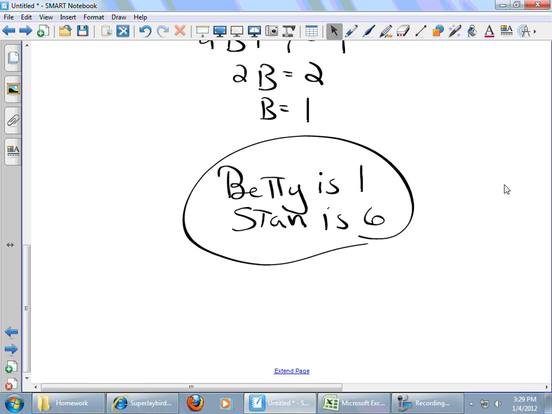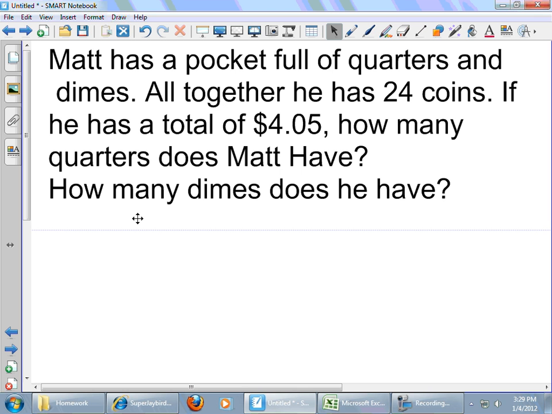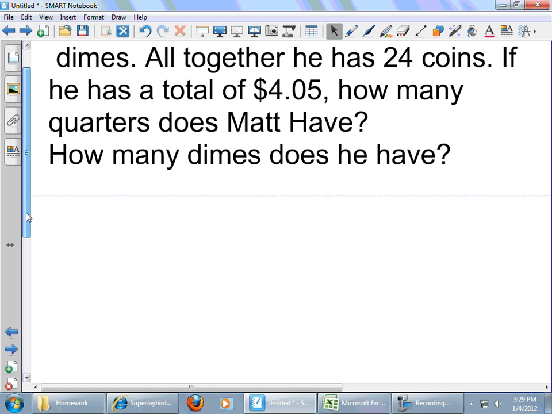Okay, let's look at a different type of story problem. All right, Matt has a pocket full of quarters and dimes. Altogether, he has 24 coins. If he has a total of $4.05, how many quarters does Matt have? How many dimes does he have? To do this problem, I'm going to make a table.